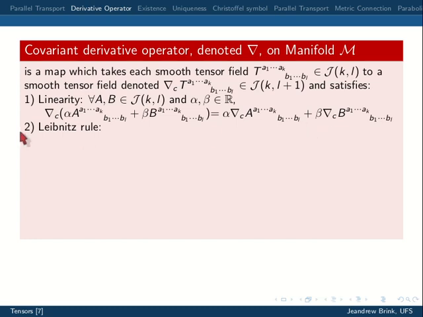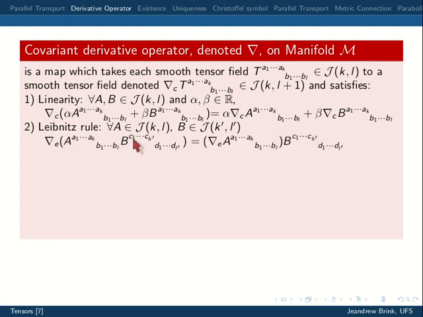The second thing we need is Leibniz's rule. If you have any (K, L) tensor A, and any other tensor B, of a different type (K', L'), and you look at their product, remember, the exterior product is just the exterior product of the components, and you want to work out the derivative of this product, then just like the product rule we've studied in calculus from the start, it's the derivative operator applied to the first tensor times the second tensor plus A times the derivative operator applied to B. So Leibniz's rule works for any tensor.